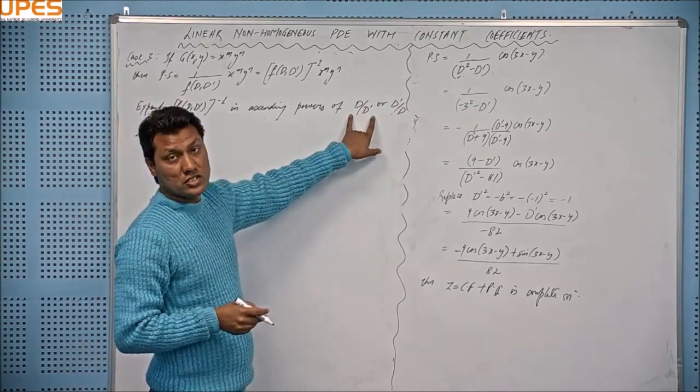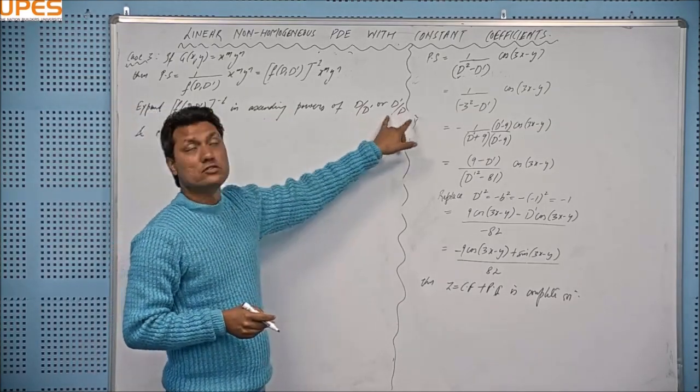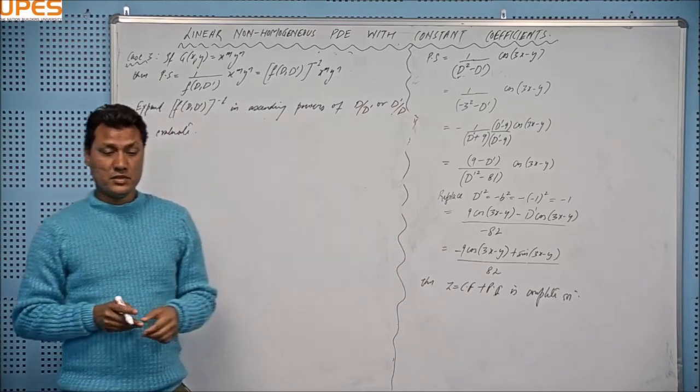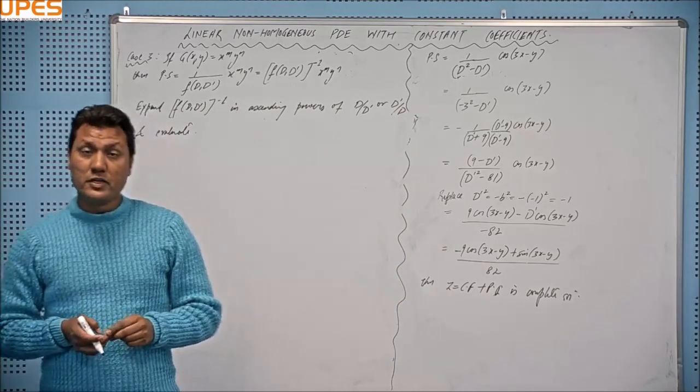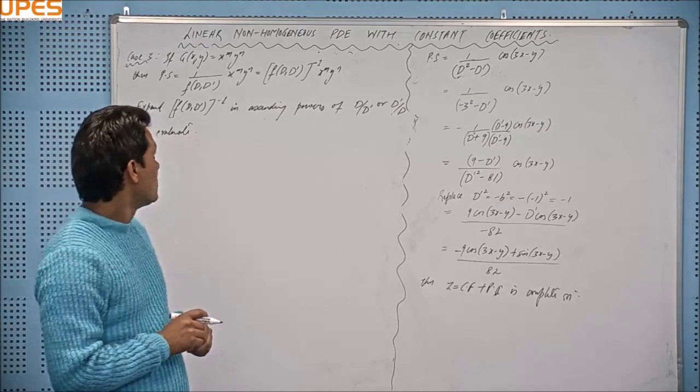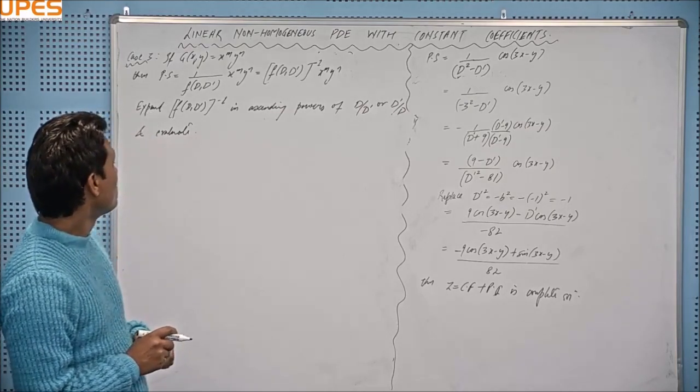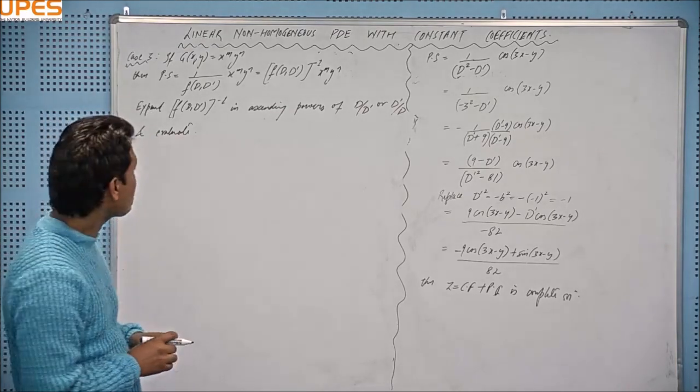One more thing, that will give rise to 2 different kinds of PIs. If you expand in powers of D by D dash or in powers of D dash by D, then there may be 2 possible particular solutions for the right hand side.